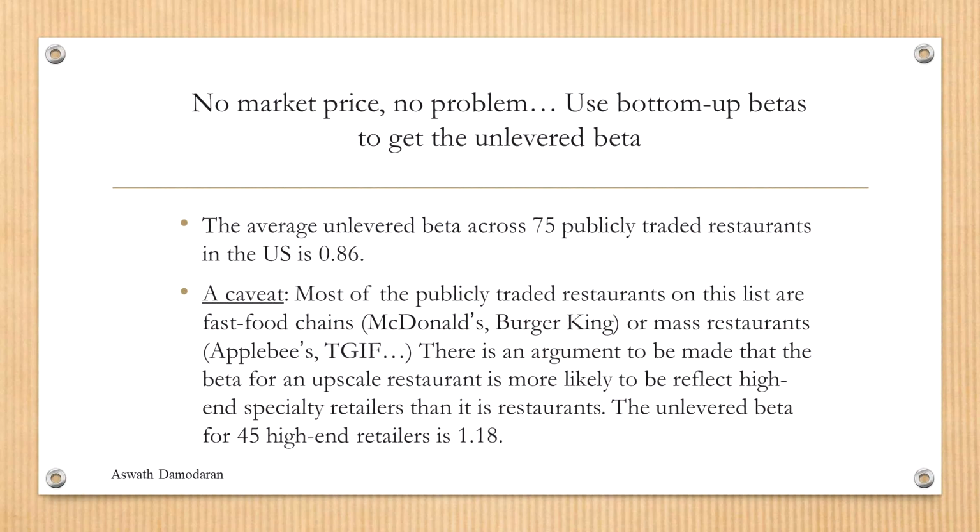However, those publicly traded restaurants may not be a good benchmark because some of them are fast food chains such as McDonald's and Burger King, or mass restaurants like Applebee's or TGI Friday's. But the restaurant that you're going to evaluate is a high-end French restaurant. So another benchmark you could look at is high-end specialty retailers, because they have similar customers to this French restaurant. That's another benchmark you need to consider. The unlevered beta for 45 high-end retailers is 1.18. So it's very likely that the beta of the French restaurant is somewhere between 0.86 and 1.18.